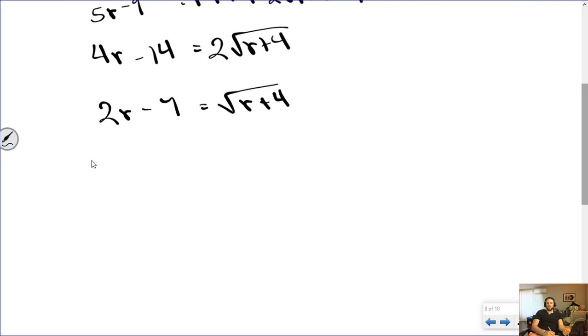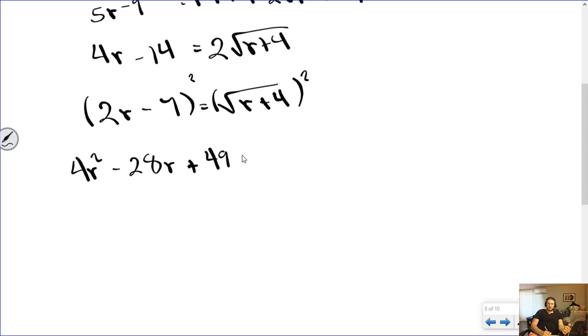Right, so now what we want to do is square both sides. Now that we have our radical isolated again, we're going to square both sides once more. Again, this is a binomial squared, so a squared is 4r squared, and then 2ab is negative 28r, and then b squared is plus 49, is equal to, and the square of a square root cancels, so r plus 4. And now we're going to be left with a quadratic, which we can solve.